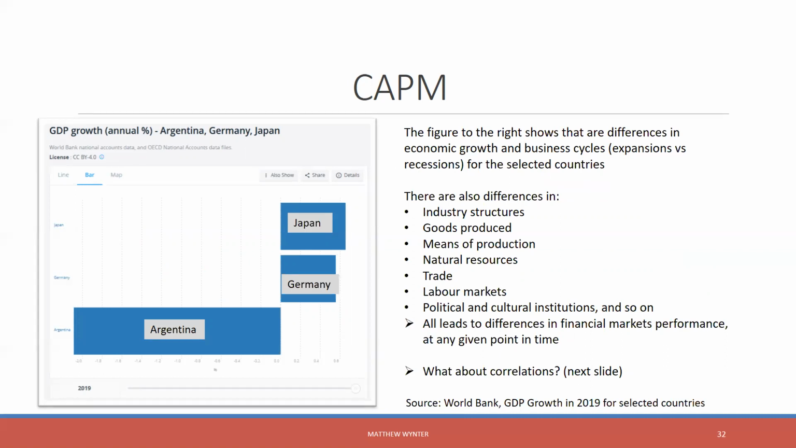We also have different industry structures, goods being produced, means of production, different resources, different trade environments, different labor markets, different political and cultural institutions, and so on, all that lead to differences in how financial markets perform across countries at any given point in time. So if we have these differences in performance, meaning that at any given point in time, one market will be really, really up and another market will not be, what does that tell us about the correlations? Well, hopefully that tells us that these markets are going to be less than perfectly correlated.